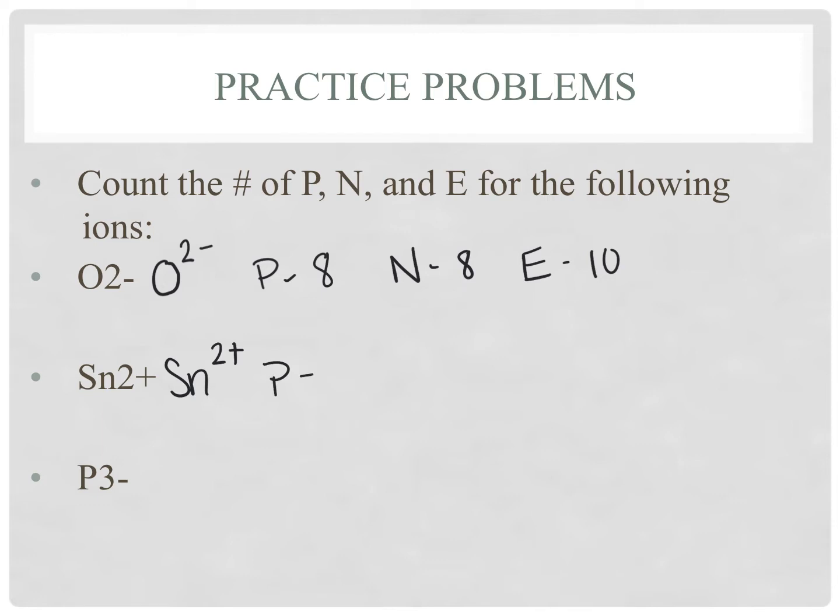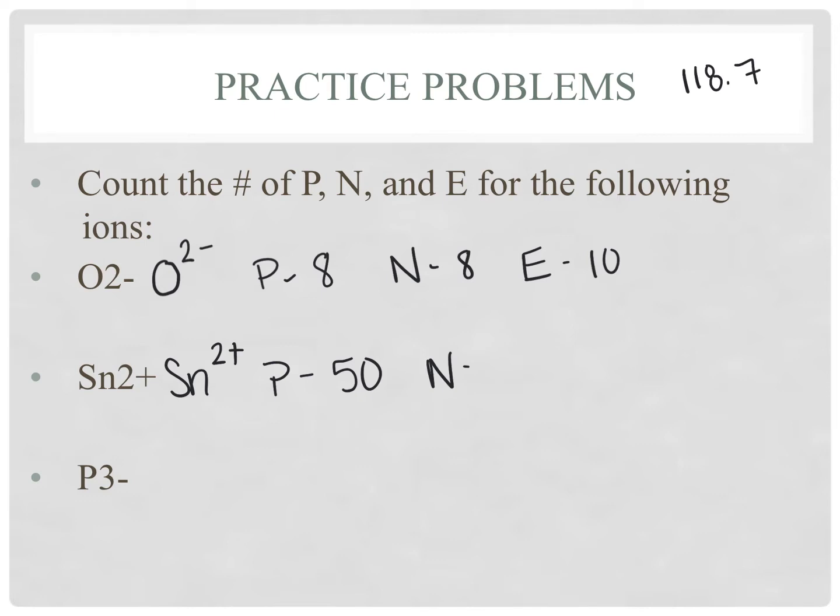How many protons does tin have? Okay, 50. Let's do neutrons together. If you look, what's the mass of tin? 118.7. Okay, I'm going to do this one at the top, just out of the way.